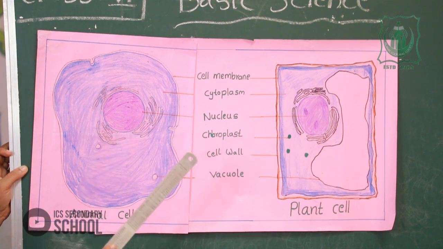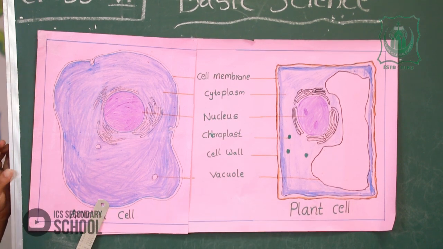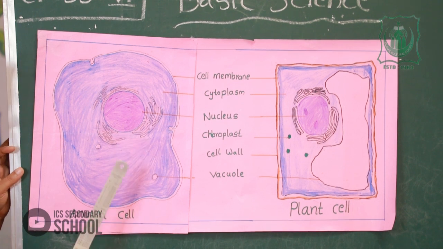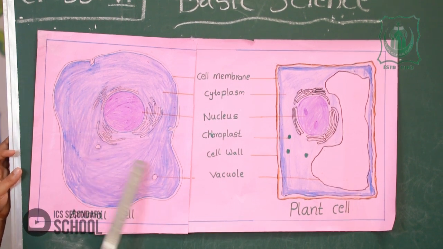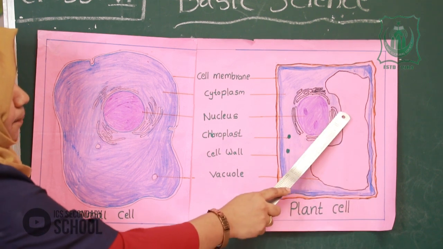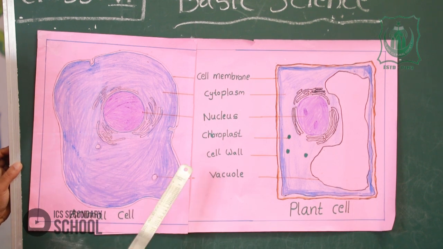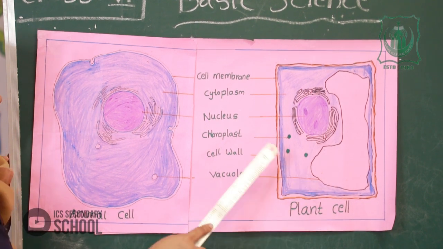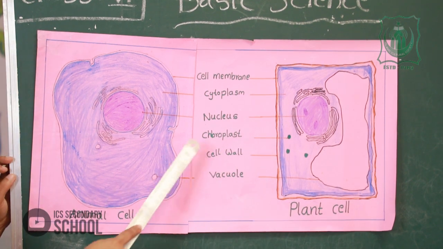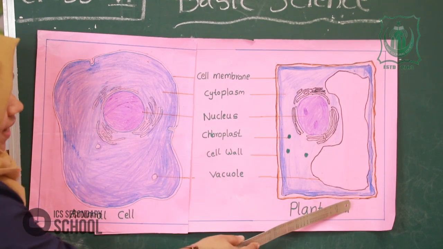Okay. Then next vacuole. Vacuole is in animal cell and plant cell, but in animal cells there are 2 or 3 small vacuoles. But in plant cell there is a big, large vacuole compared to animal cell. Then plant cell has chloroplast and cell wall. We cannot see chloroplast and cell wall in animal cell. This is the difference.